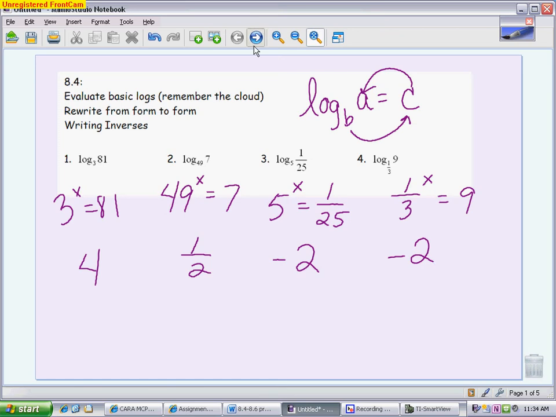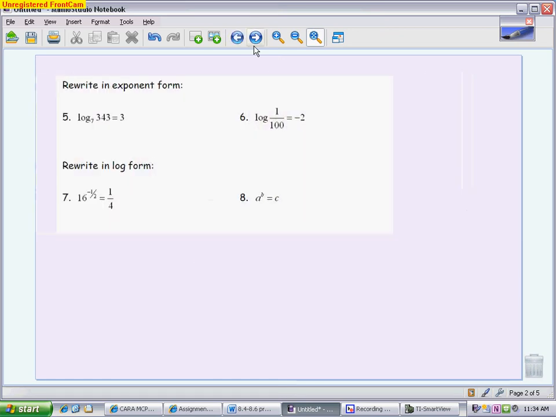Now the next thing we're going to do is we're going to look at going from form to form, and it's the same idea with the cloud idea. The idea is you're trying to switch from one form to the next. So the first two are starting in logarithm form and switching to exponential form. So you want to follow that cloud pattern. Sometimes it helps to just write it.